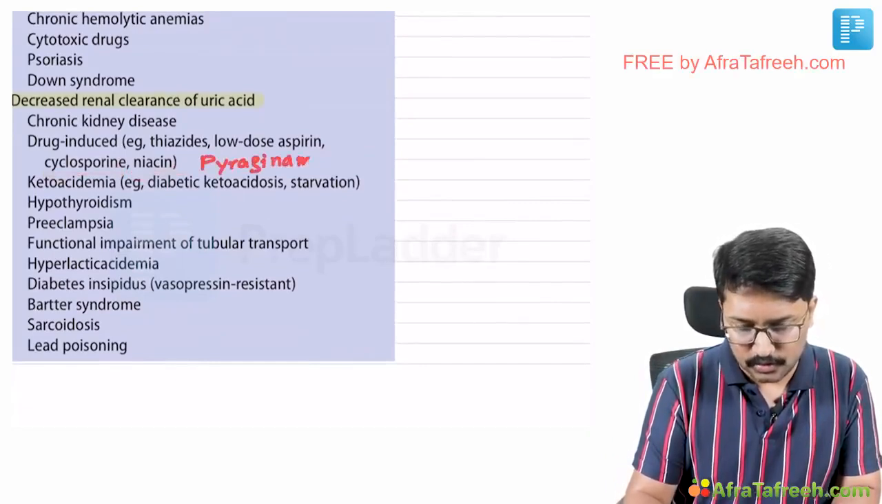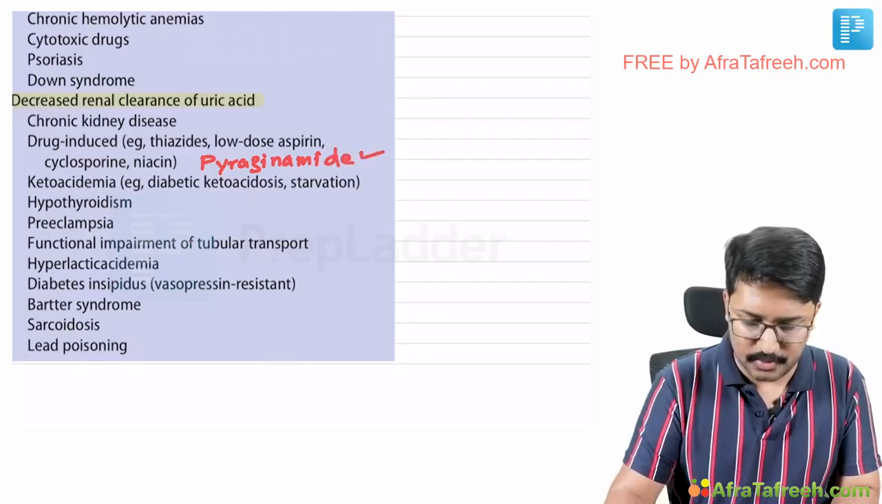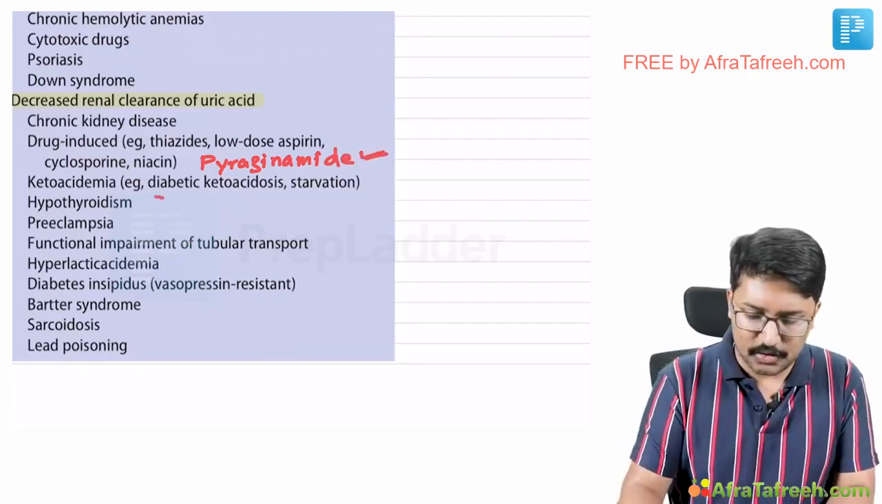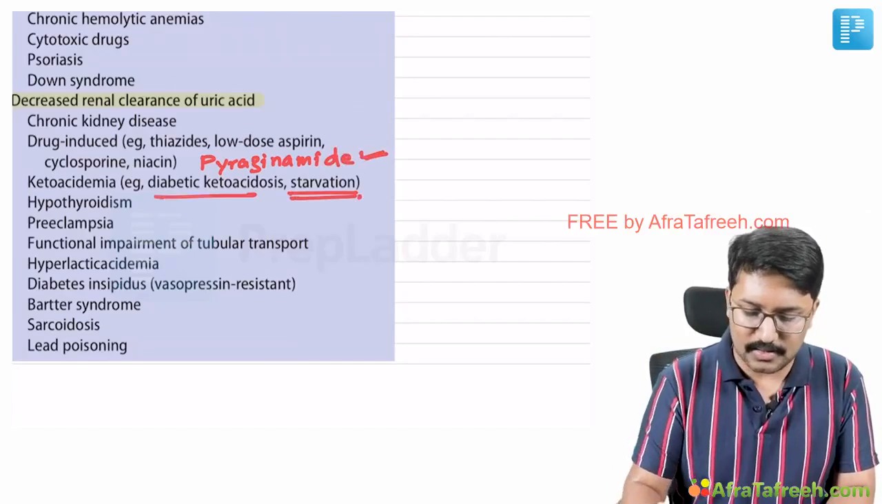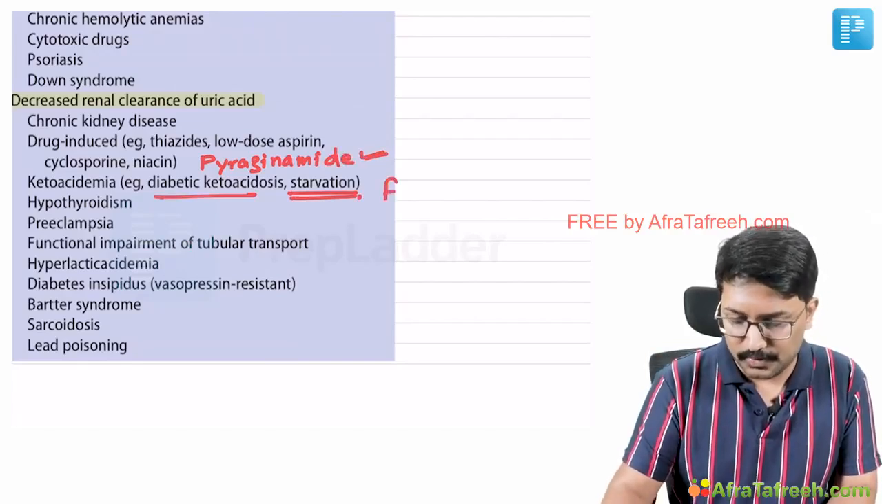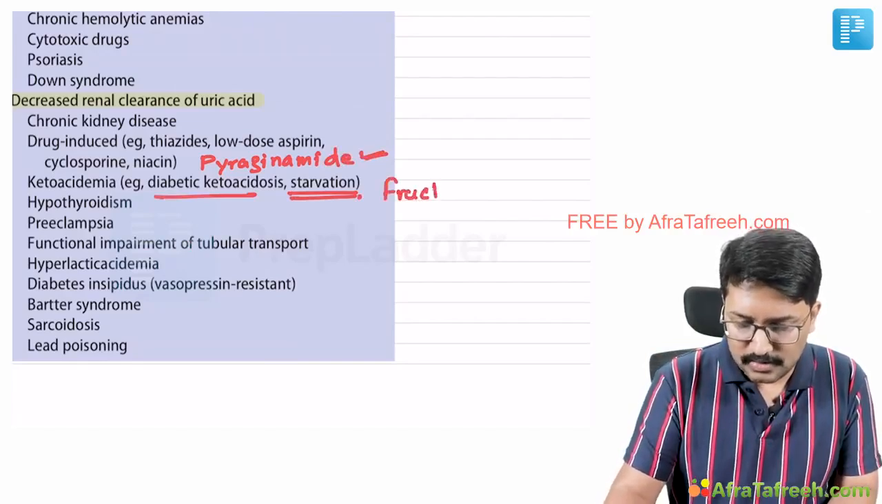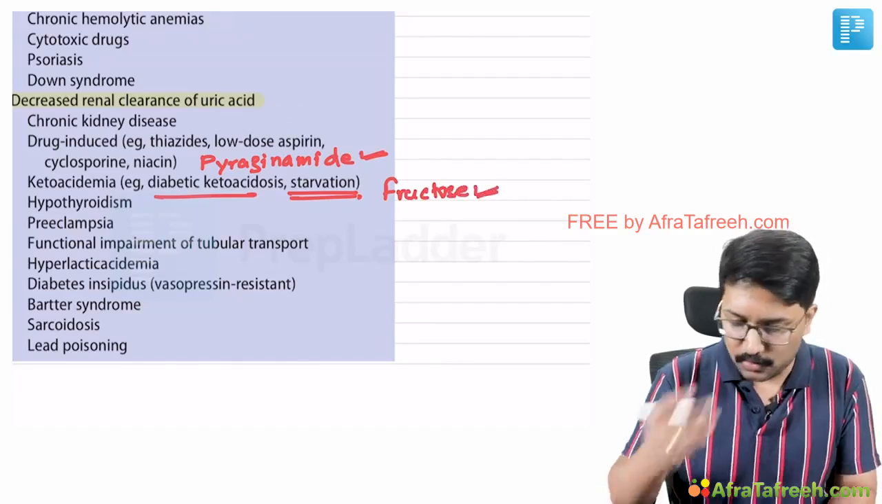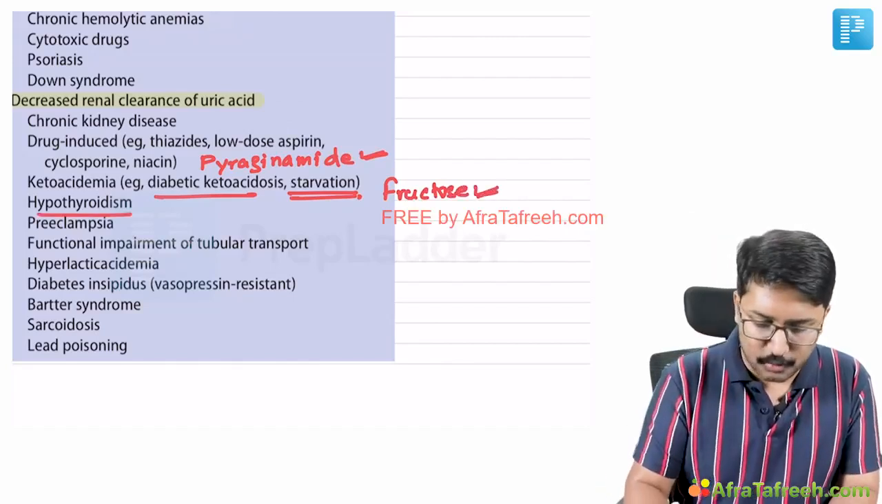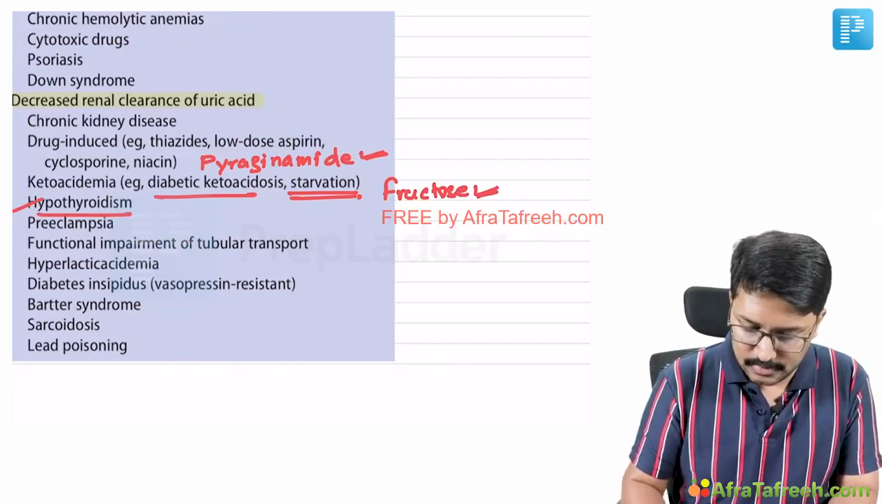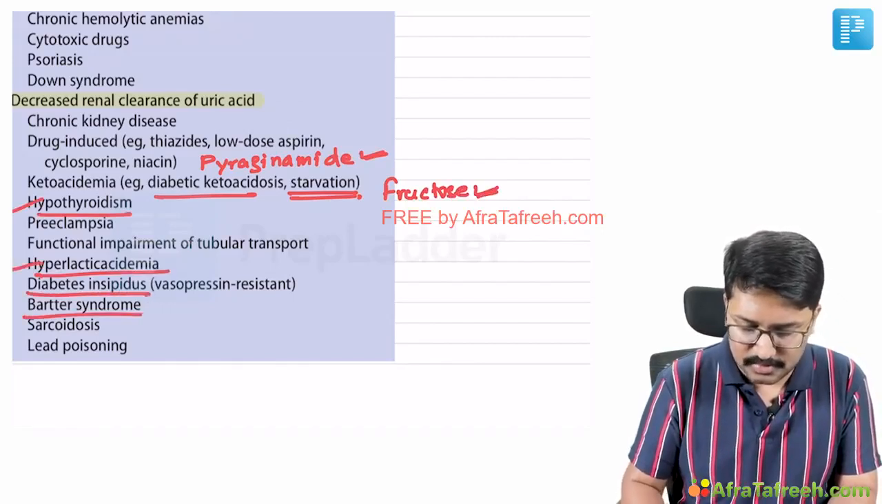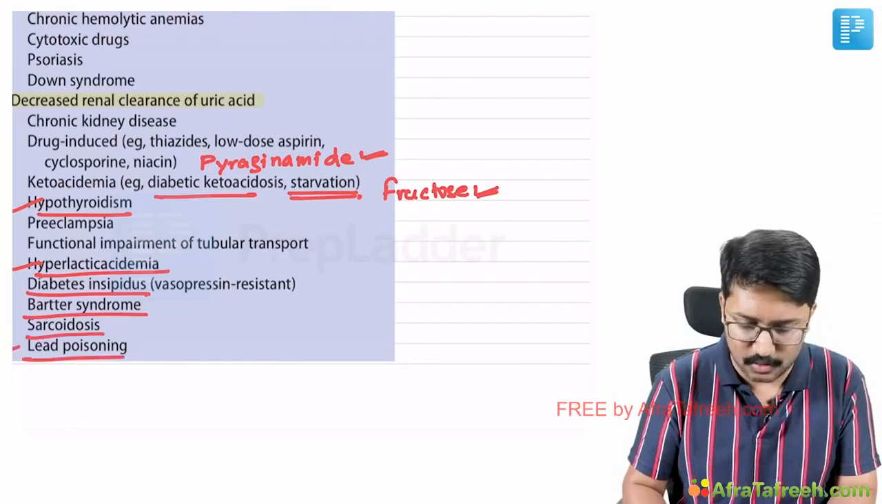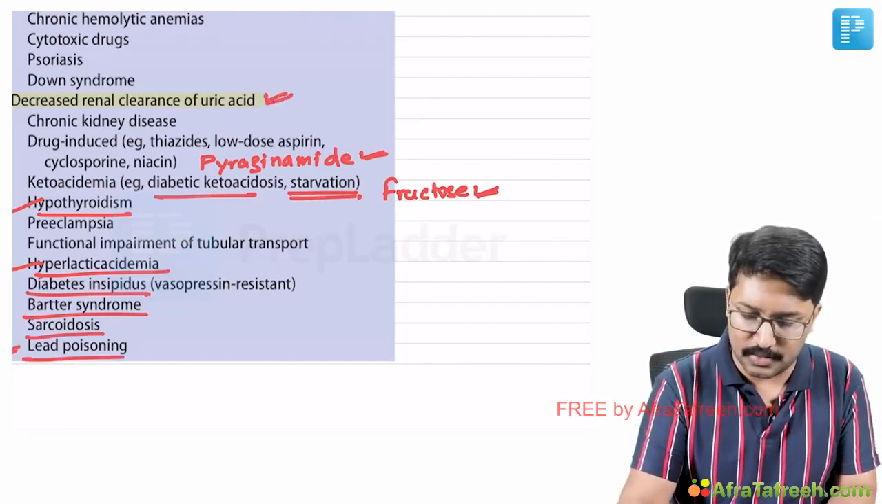Pyrazinamide is also known to cause hyperuricemia. Then diabetic ketoacidosis and starvation are recognized as risks. Also, consumption of high fructose corn syrup is considered a risk. It can cause hyperuricemia. Hypothyroidism, then hyperlactic acidemia, diabetes insipidus, Bartter syndrome, sarcoidosis, and lead poisoning. These are all conditions where there is decreased clearance of uric acid.